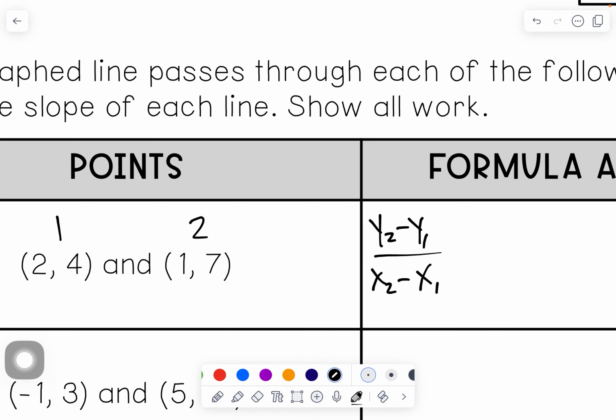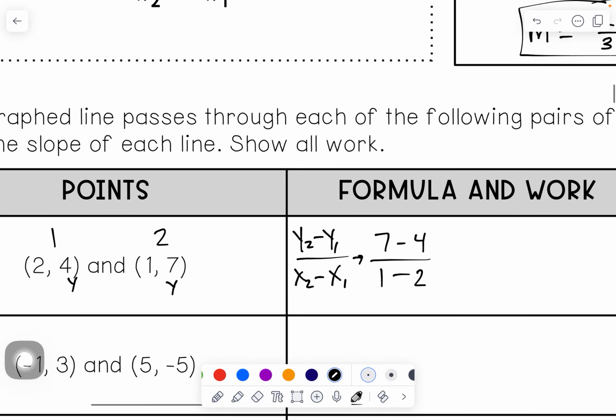That way, when we go back and check to see if our work is correct or not, we can see: did we take the y value from the second point first, which is 7, and subtract the y value from the first point, which is 4? Right, these are your y values. And then in the fraction, did I put the x values in the bottom? So the x value from the second point is 1. The x value from the first point is 2, so 1 minus 2.